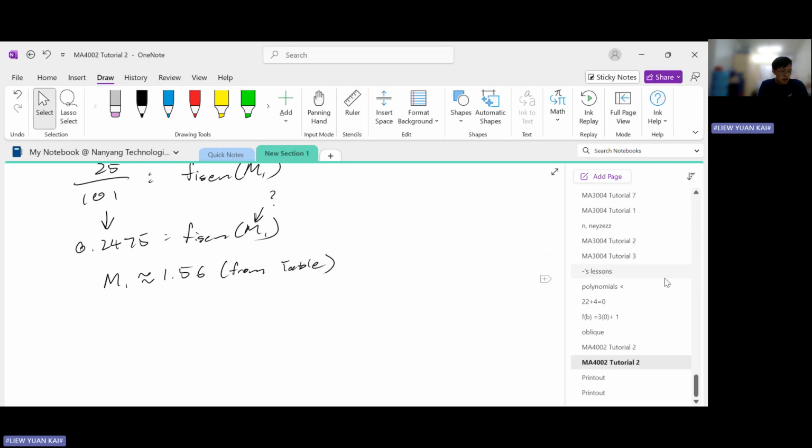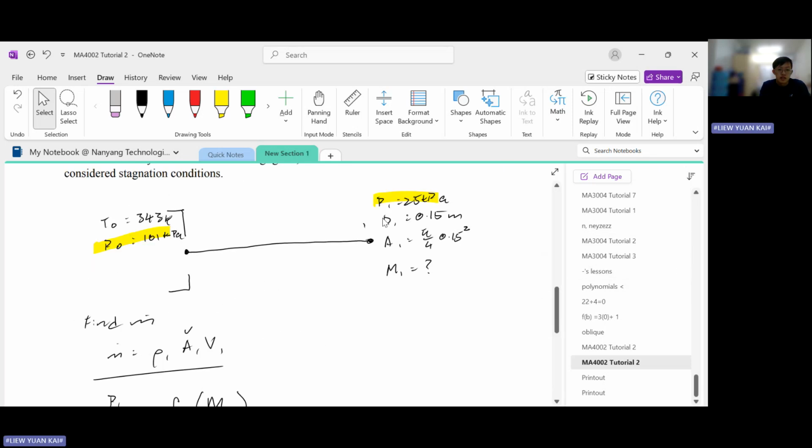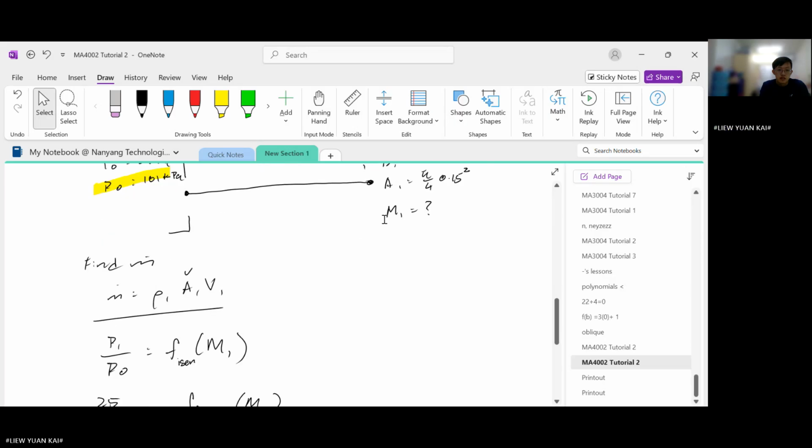Okay, so having found the Mach number, next we need to find the temperature. The reason why I need to find temperature is because we want to find V1, right? Remember the Mach number definition is M is equal to V over C. We can rearrange this to make V the subject.